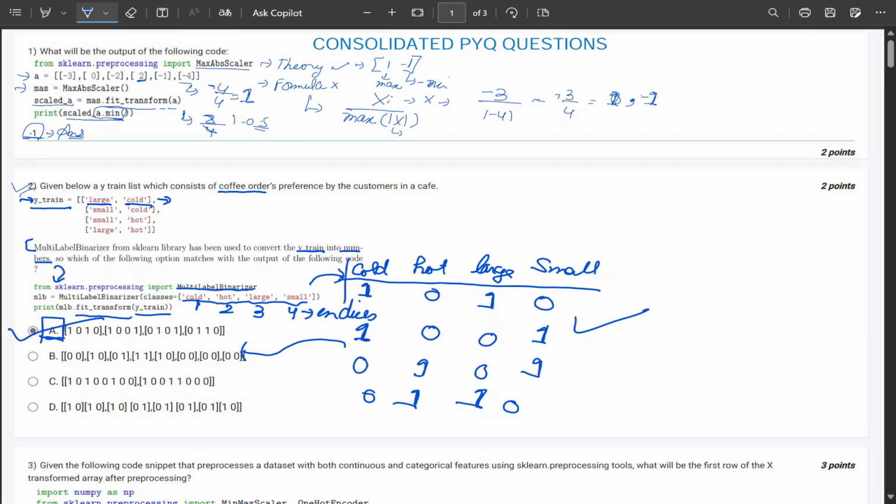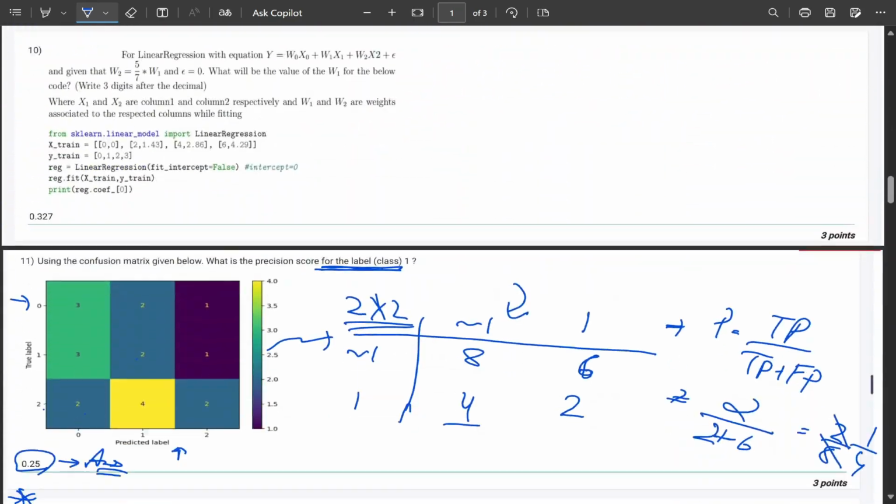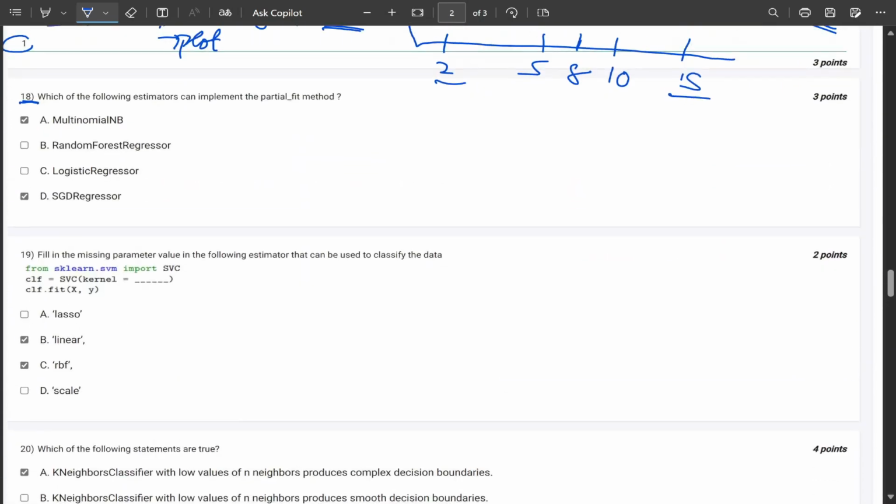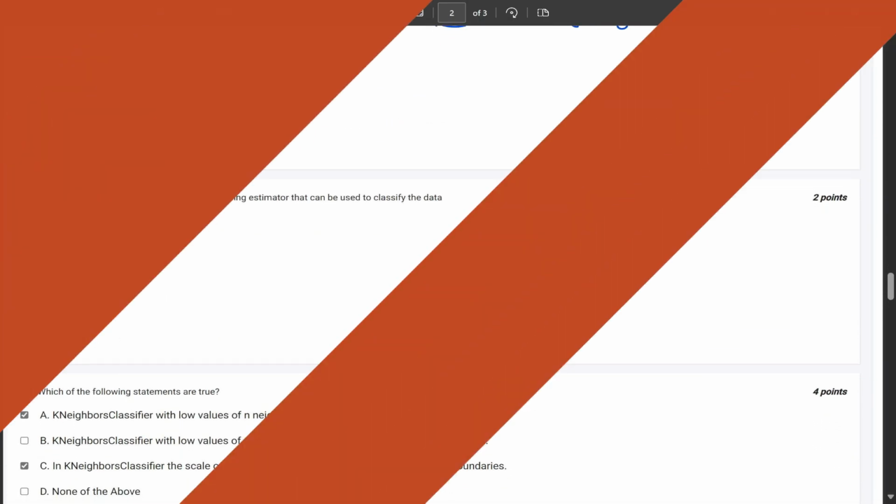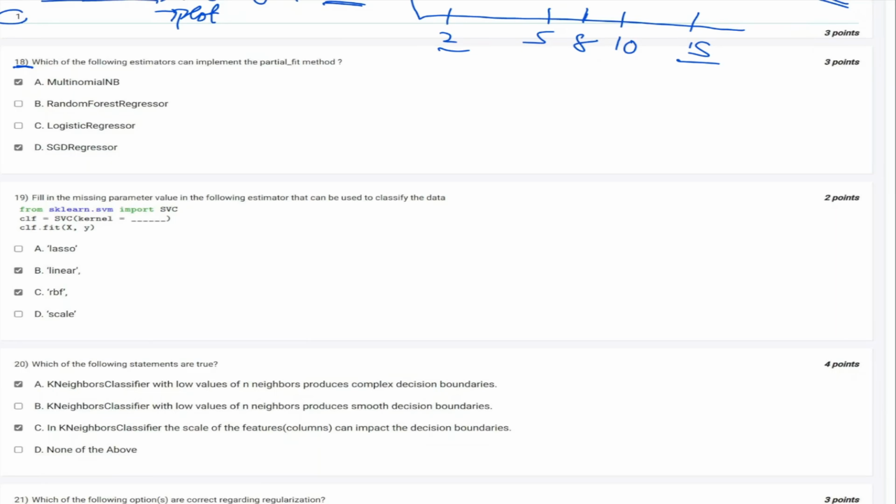So guys, in the last video we covered quite a few questions, and today we will be continuing from there. If I remember correctly, it was question number 17. So let's move on from question number 17, which we completed, and now we will solve question number 18. Question number 18 says, which of the following estimators can implement the partial fit method?